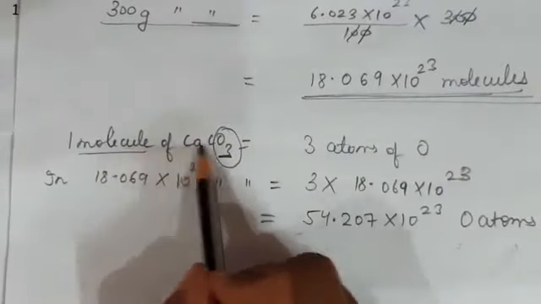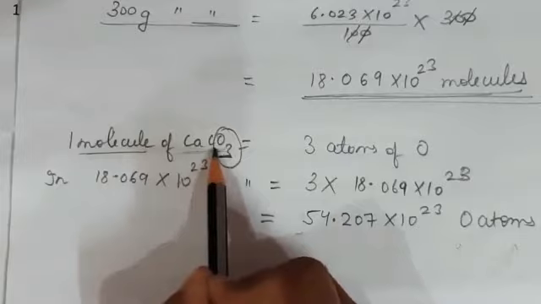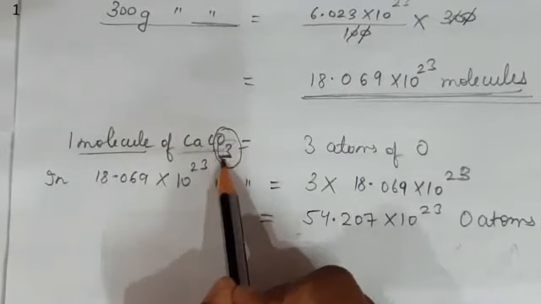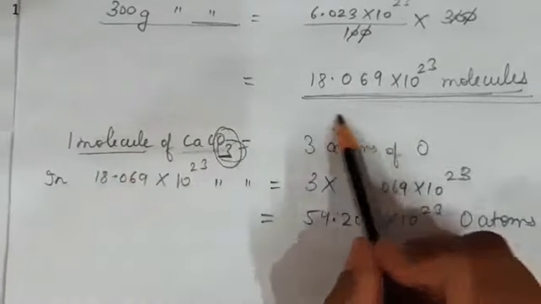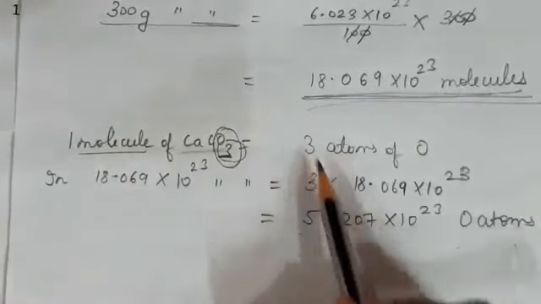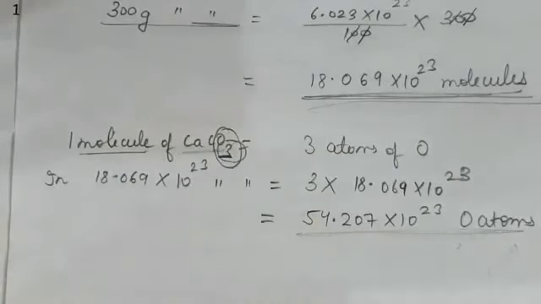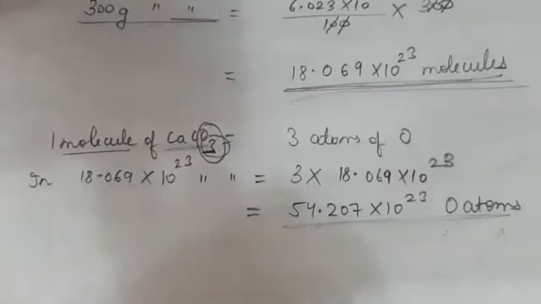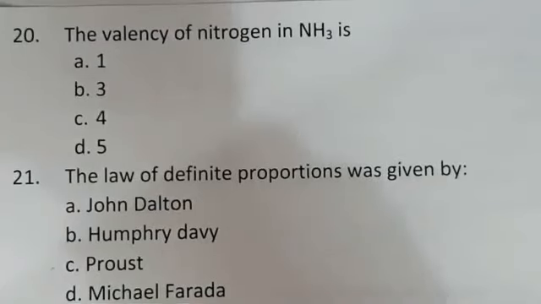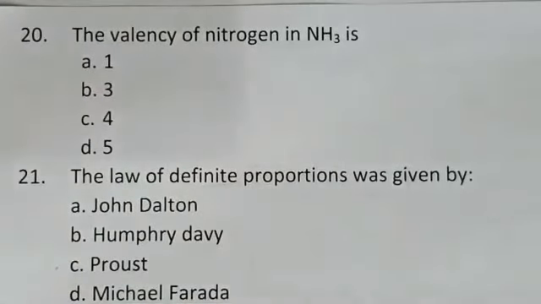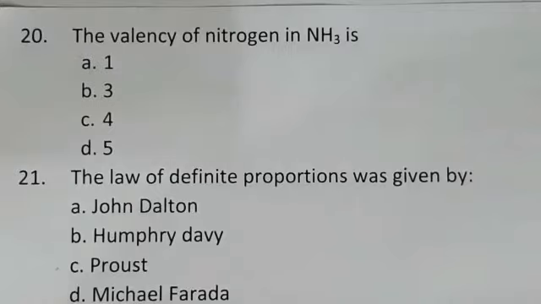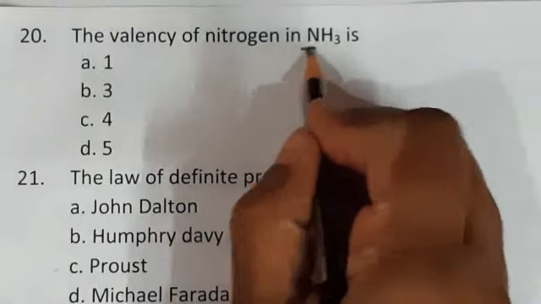Okay, first we took for 1 mole, that is 100 gram, that is equal to this much number of molecules. Calculate for 300, that will give molecules. And you know that in 1 molecule of calcium carbonate, how many oxygen atoms are there? There are only 3 oxygen atoms. So calculate for this much number of molecules, it will get multiplied. So you will get your answer. So this was question number 19. Clear, students?